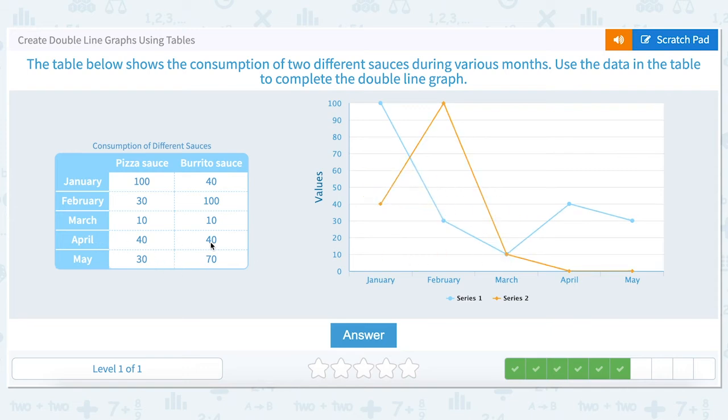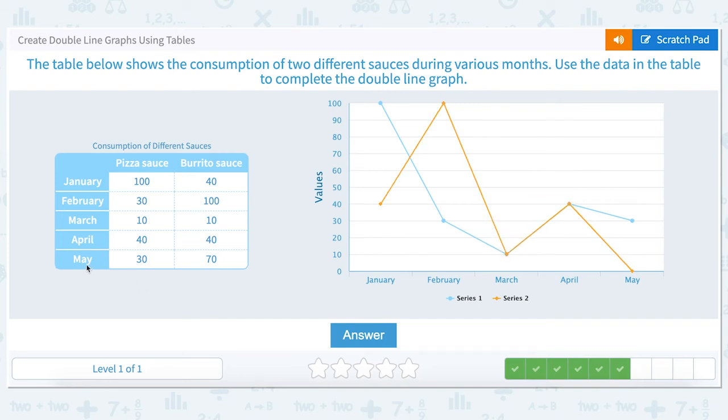Let's look at April. In April, 40 units of burrito sauce. Let's go up the y-axis and plot a point. This month also had the same amount. So the 2 line graphs intersect because pizza sauce and burrito sauce was consumed in the same amount this month.